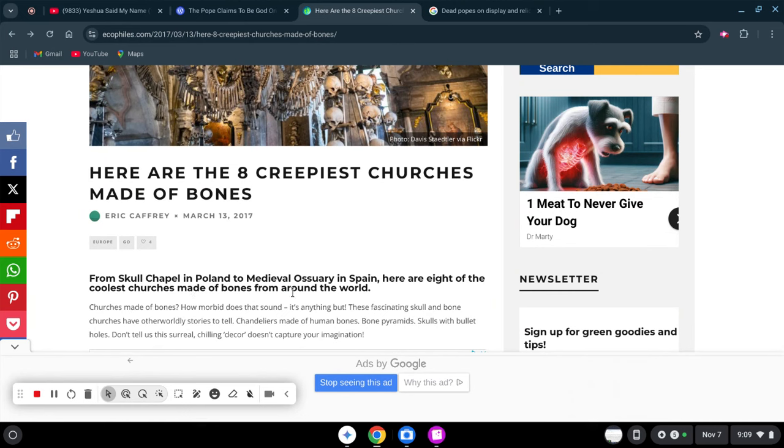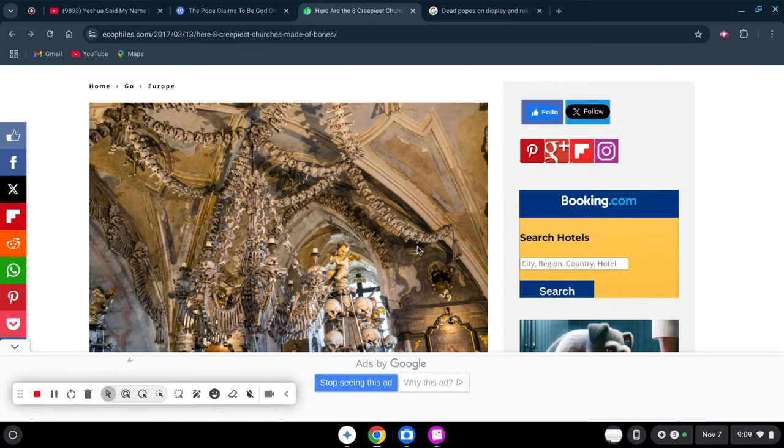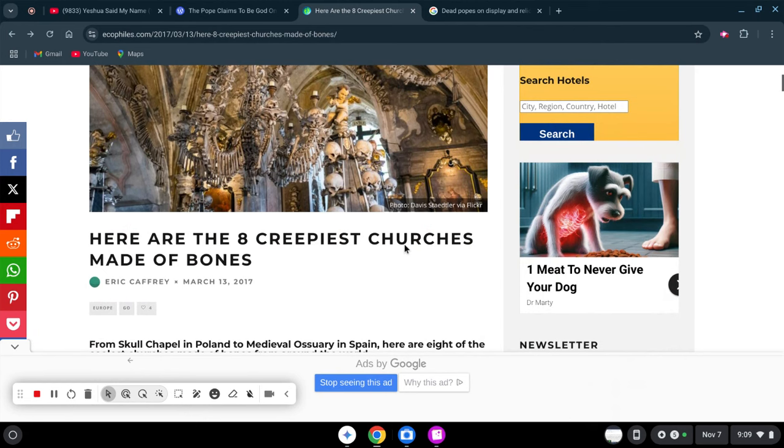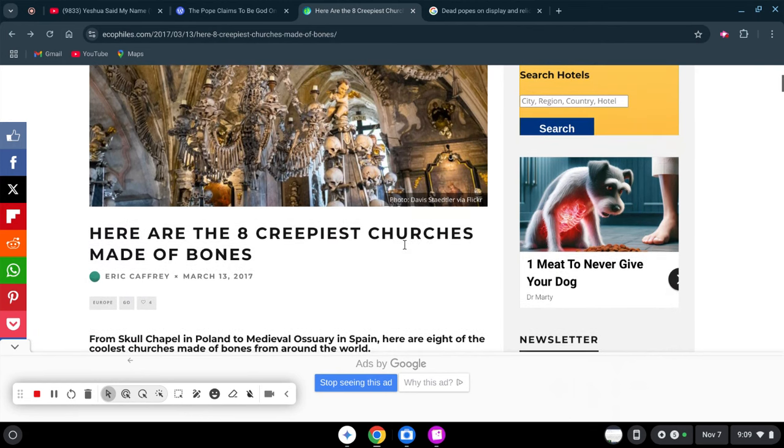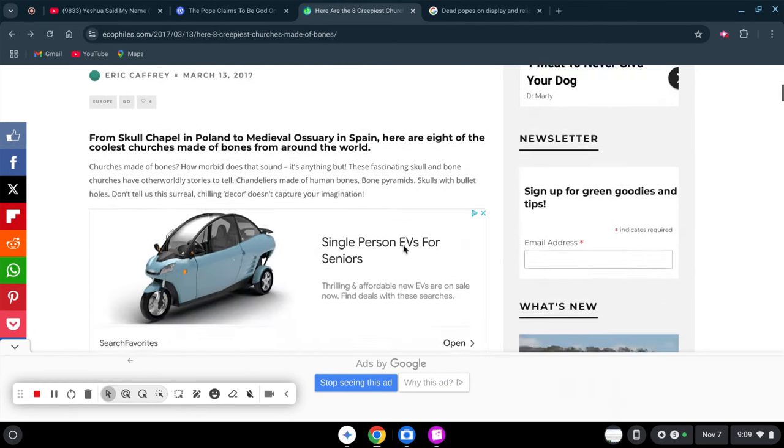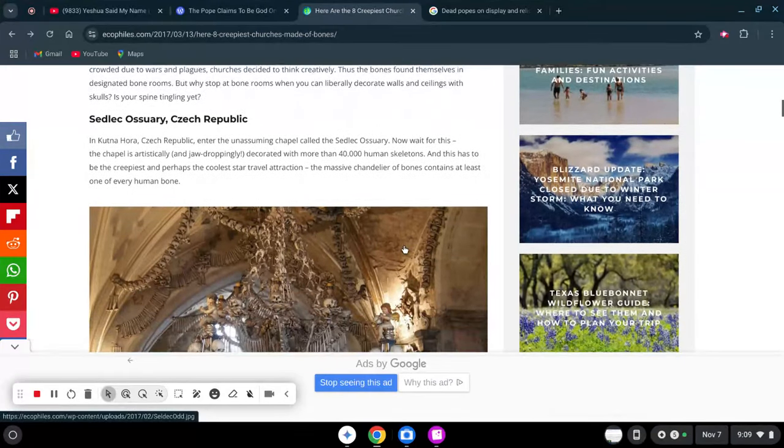From the Skull Chapel in Poland to medieval ossuary in Spain, here are 8 of the coolest churches made of bones from around the world. Coolest? I hardly call it cool. I call it evil. But I'm just using this website as an example to show you some of the churches in Europe that actually use actual human remains, human bones, in the structures of these so-called churches. Remember, she is Mystery Babylon, according to Revelation 17 and 18.